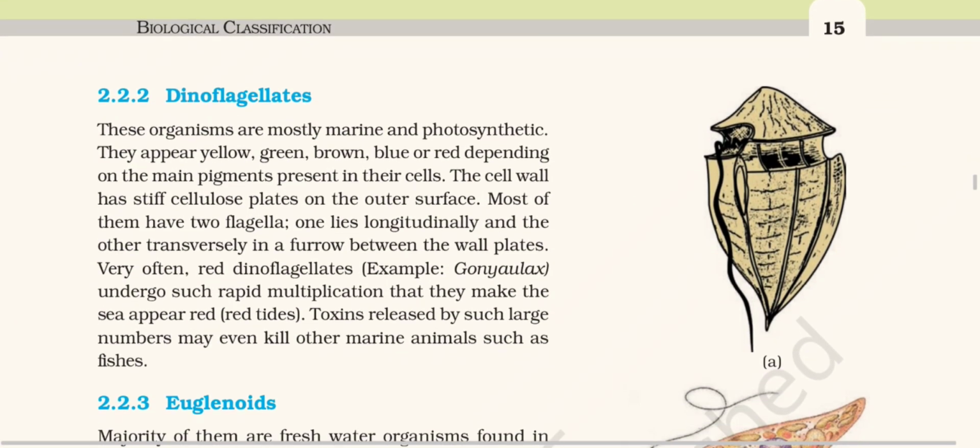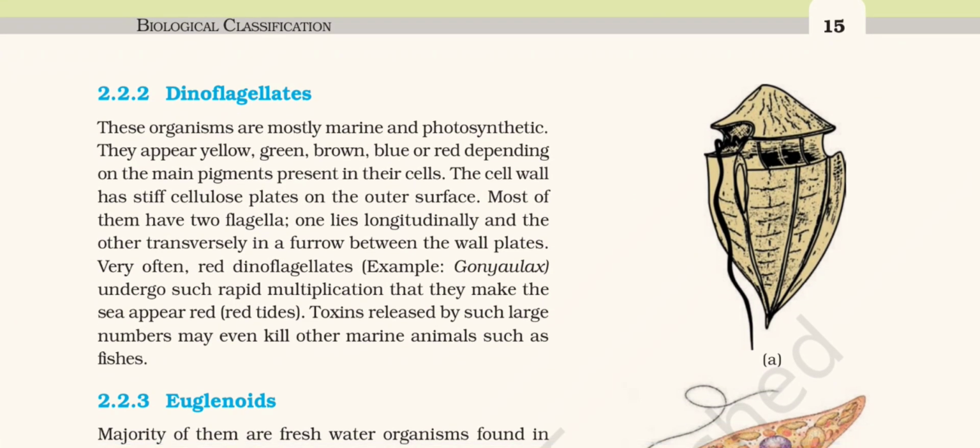2.2.2 Dinoflagellates. These organisms are mostly marine and photosynthetic. They appear yellow, green, brown, blue, or red depending on the main pigments present in their cells. The cell wall has stiff cellulose plates on the outer surface. Most of them have two flagella, one lies longitudinally and the other transversely in a furrow between the wall plates. Very often, red dinoflagellates, example, Gonyaulax, undergo such rapid multiplication that they make the sea appear red, red tides. Toxins released by such large numbers may even kill other marine animals such as fishes.